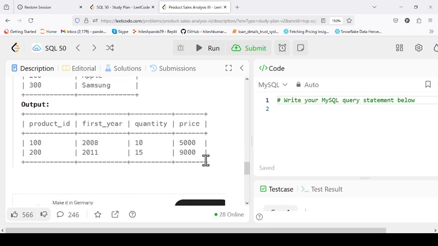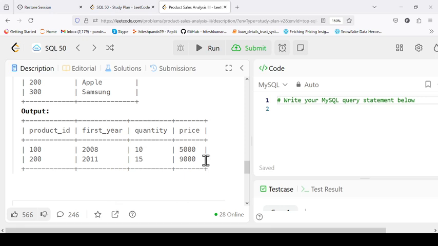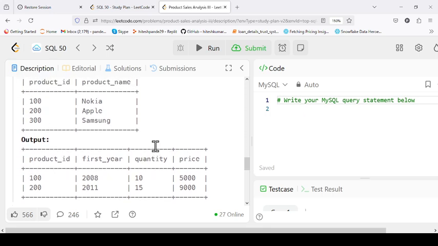We have to write code where we get the product ID and the year in which it was sold for the first time. We have to rename that column as first_year. So Nokia, product ID 100, was purchased for the first time in 2008, with a total of 10 quantity at a price of 5000 per piece. Product ID 200, Apple, was first sold in 2011, with 15 quantity at a price of 9000. So we have to write the code for it.